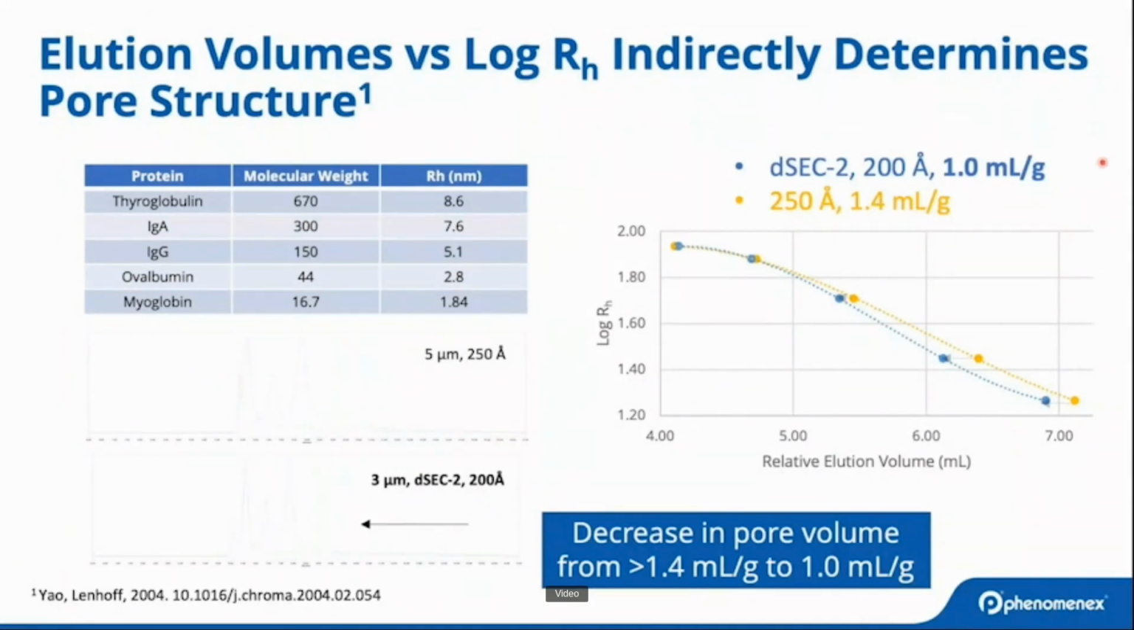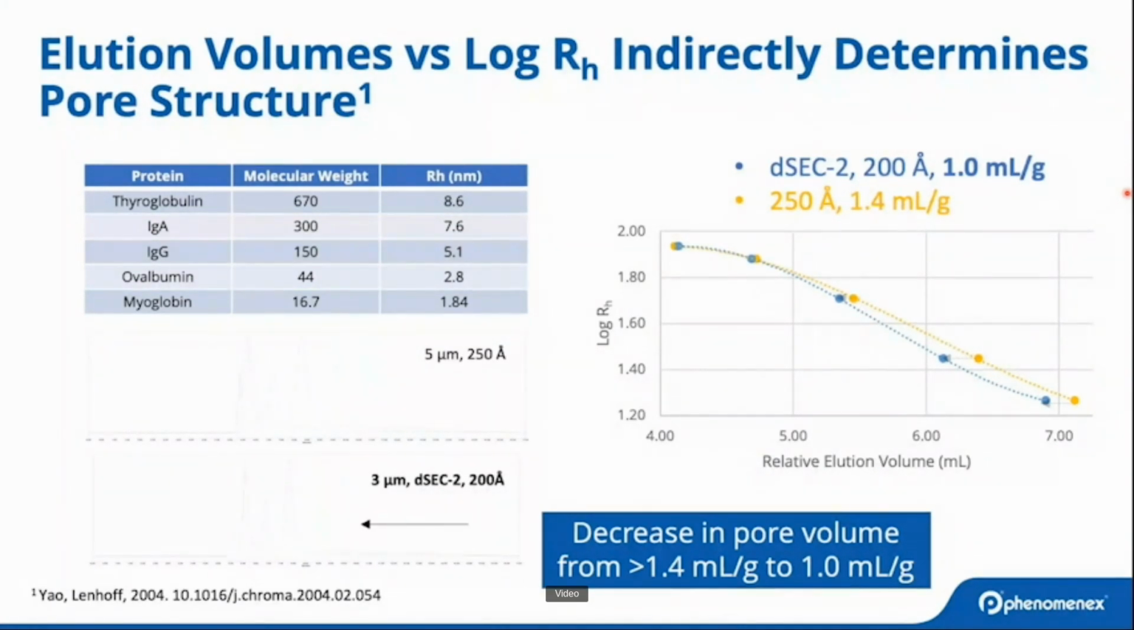And what we're looking at here is the DSEC2 plotted on the blue curve versus a similar pore size column, but with a higher pore volume than the DSEC2, plotted in the yellow. Chromatographically, this is observed as a significant decrease in the elution volume, primarily of these smaller protein standards.